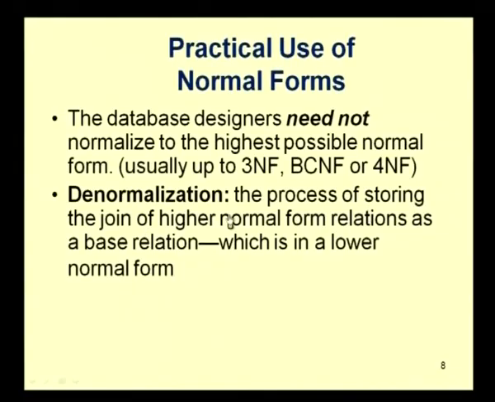Normally, they go up to third normal form or Boyce-Codd normal form, very rarely up to 4th normal form. So, it does not go up to 5th normal form. And denormalization is the process of storing the join of higher normal form relations as a base relation, which is in a lower normal form. This is also sometimes done.